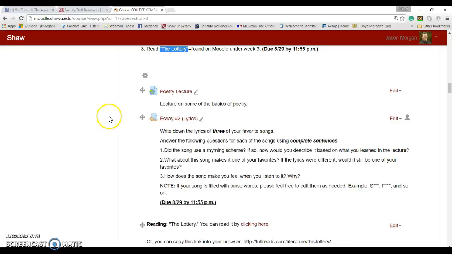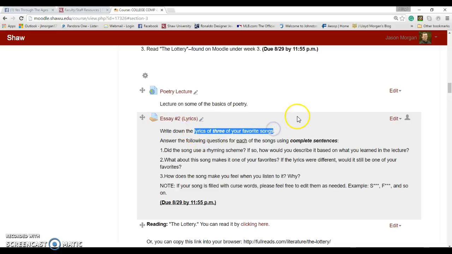Now, in this day and age, not a lot of people read poems, which is kind of sad, but a lot of people love to listen to music. Well, lyrics are a form of poetry. And so what you're going to do is write down the lyrics to 3 of your favorite songs, okay? Write down the lyrics to 3 of your favorite songs.